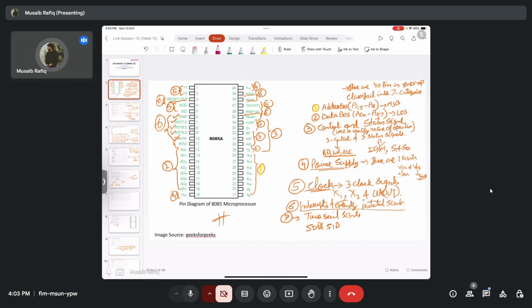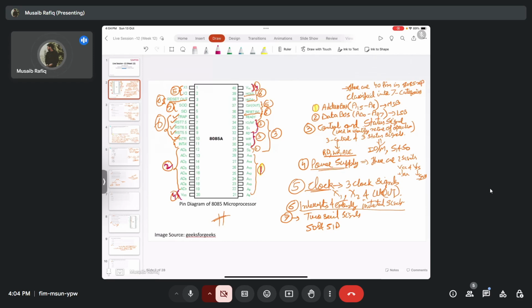These 7 categories are your address bus, from A15 to A8, then your data bus, AD0 to AD7, located here. Then there are control and status signals. Basically, there are 6 pins for that. Three are used for control and three are used for status. The three control signals are RD, WR and ALE, and the three status signals are IO/M, S1 and S0. They are here. Then we have 2 pins for power supply, which are VCC and VSS.